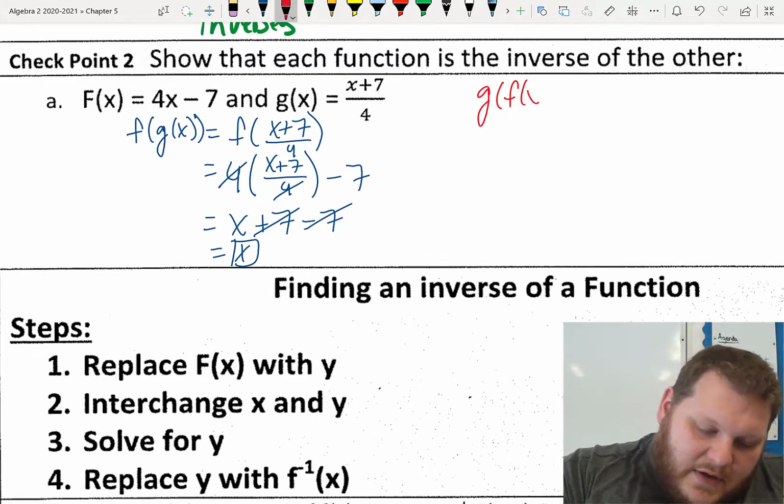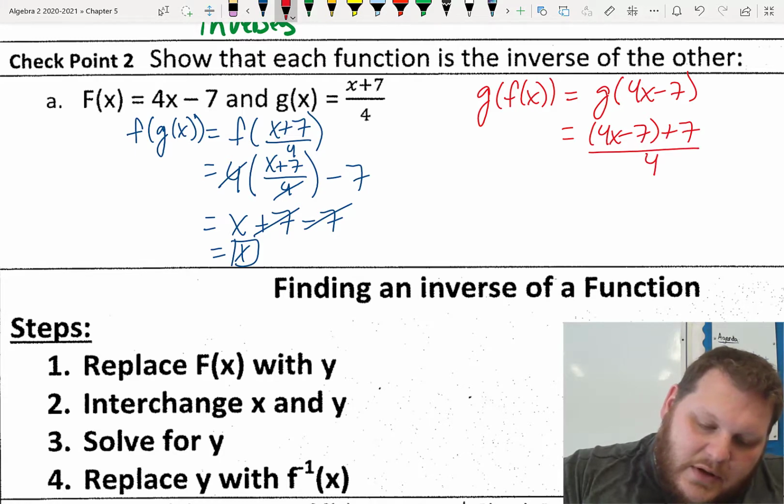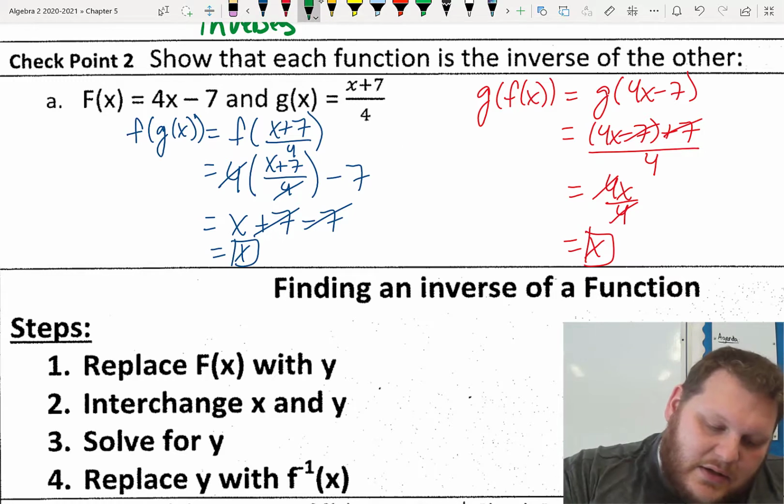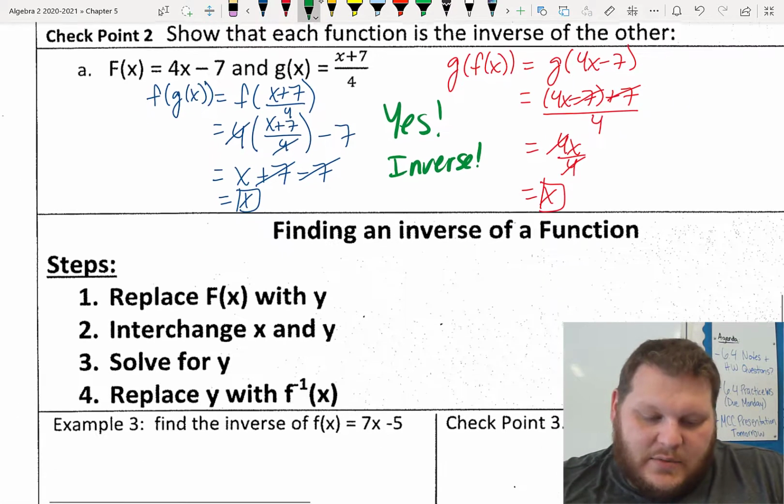All right, other direction again. g of f of x gives me g of 4x minus 7, which is 4x minus 7 plus 7 all over 4. Minus 7 plus 7 cancel each other out. 4x over 4. My 4's cancel, and I'm left with x. So once again here, yes, inverses. Yay.